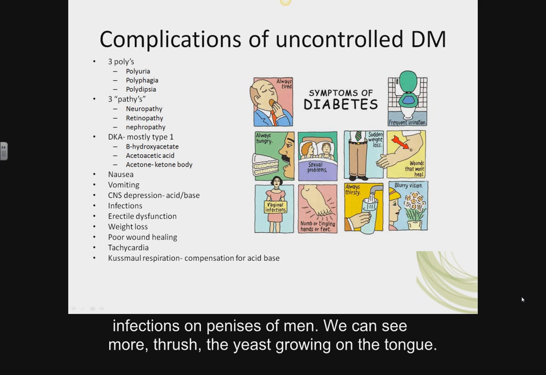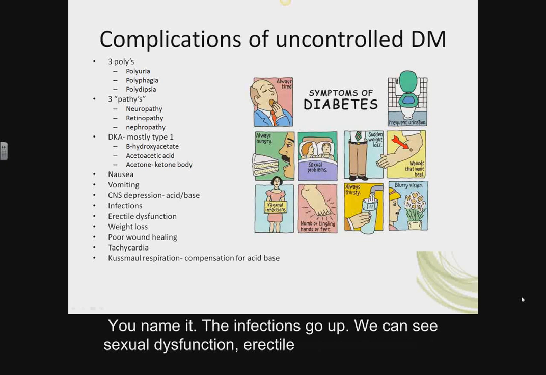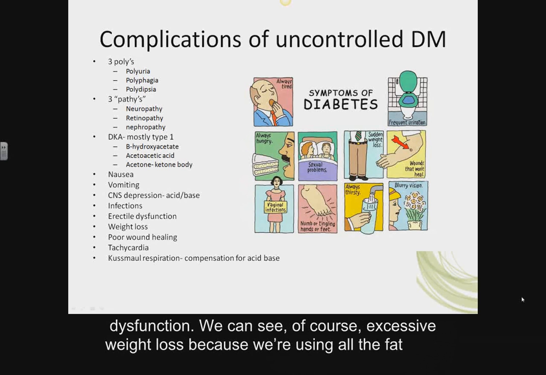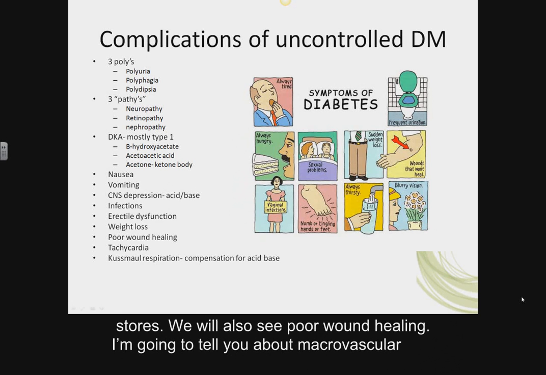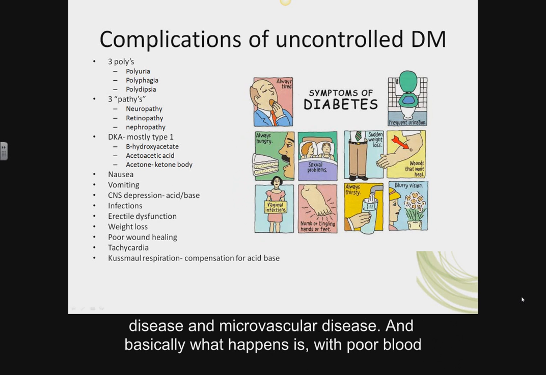And we can see in women more yeast infections in the vagina. We can see yeast infections on penises of men. We can see more thrush, the yeast growing on the tongue, you name it. The infections go up. We can see sexual dysfunction, erectile dysfunction. We can see, of course, excessive weight loss because they're using all the fat stores. We also see poor wound healing.